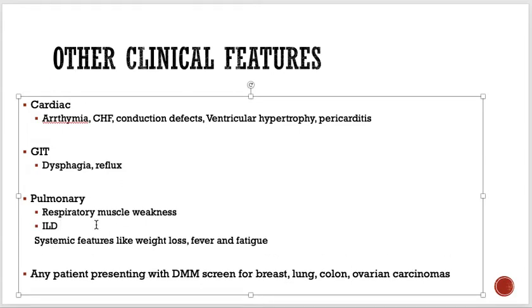ILDs, whenever they are there, they present with JO1 antibodies. Whenever interstitial lung disease develops, this antibody is positive. So these are the clinical features of these patients. So how do we diagnose these patients? How is the diagnosis done?